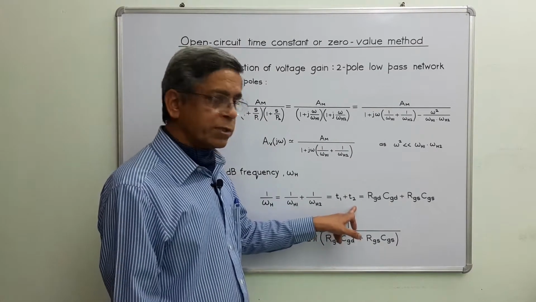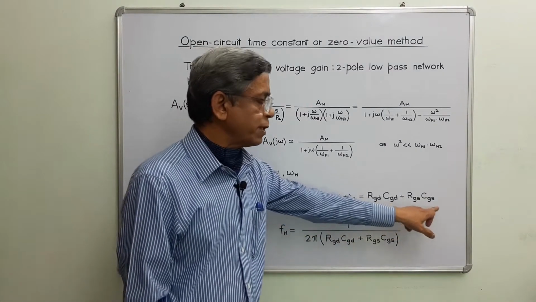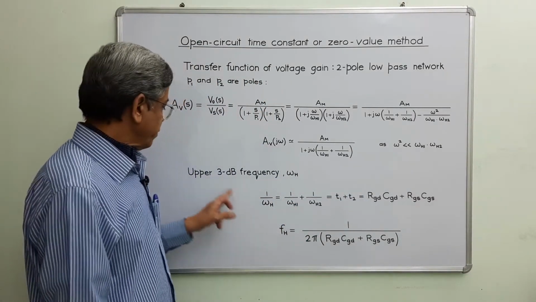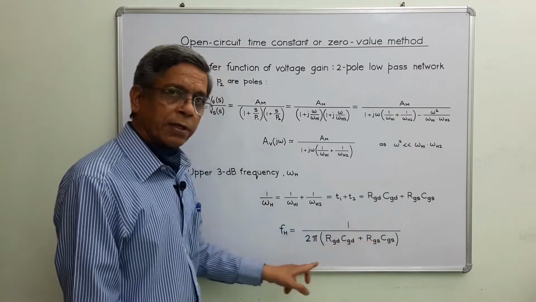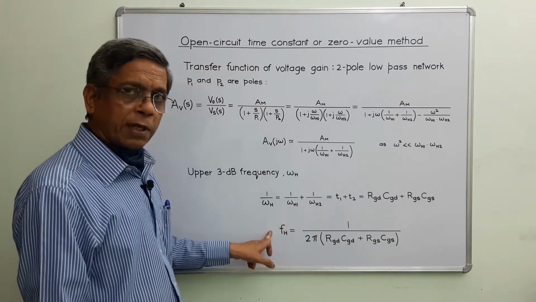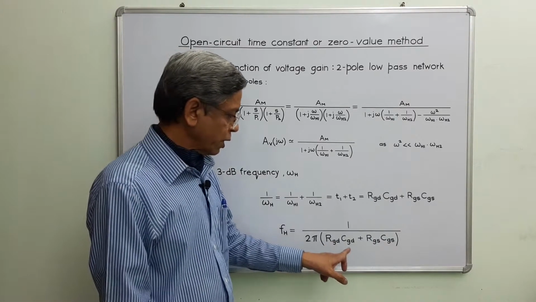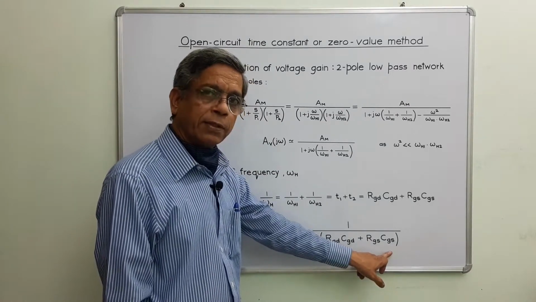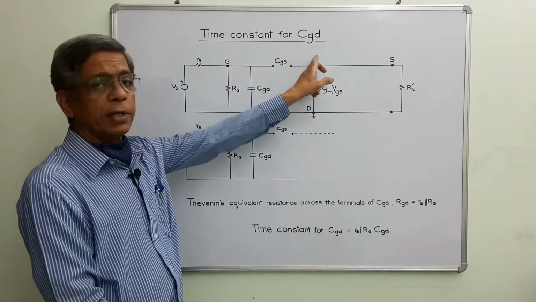And these are the time constants. This is the time constant for CGD, and this is the time constant for CGS. From this expression, we can write the expression of the upper 3 dB frequency in Hertz, and this is the expression. This frequency, the upper 3 dB frequency for the common drain amplifier, entirely depends upon the capacitance of the internal capacitors CGD and CGS.